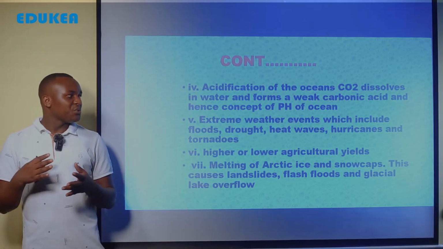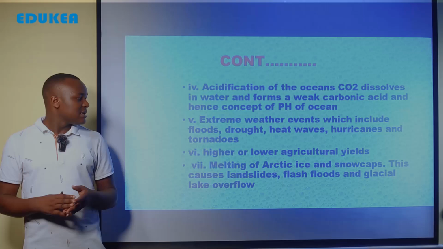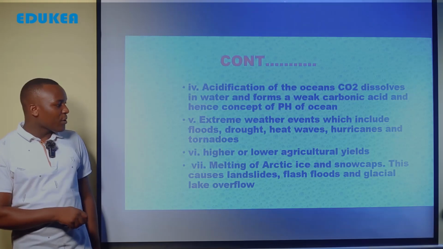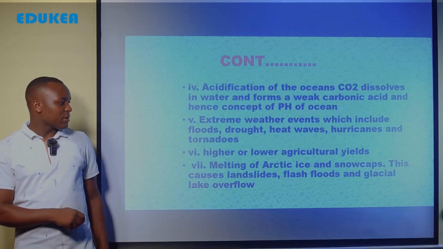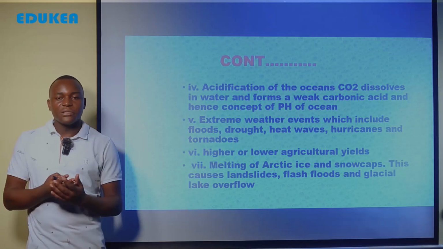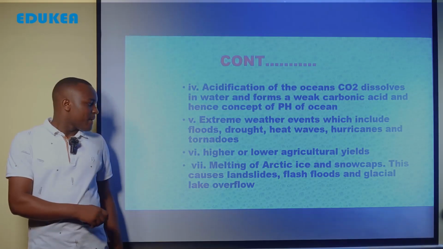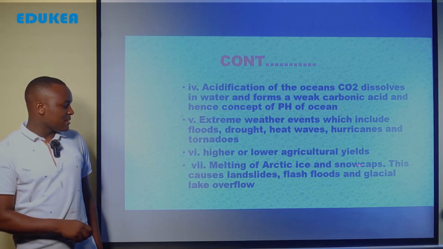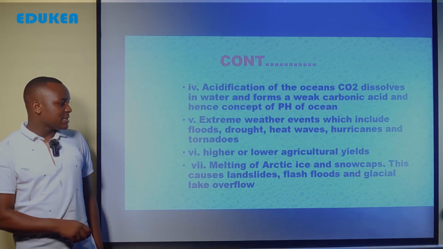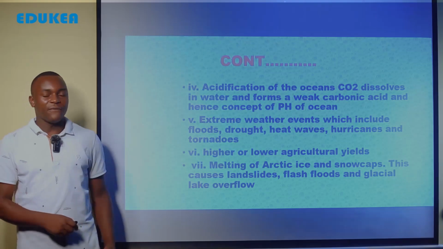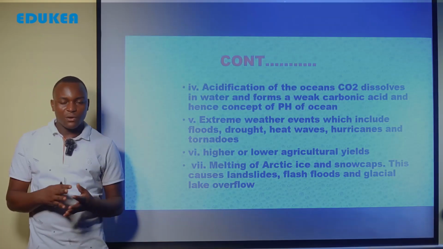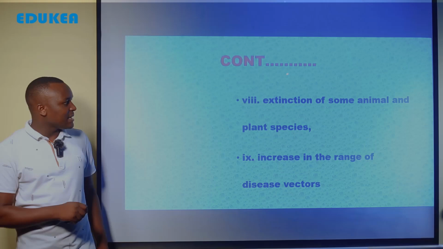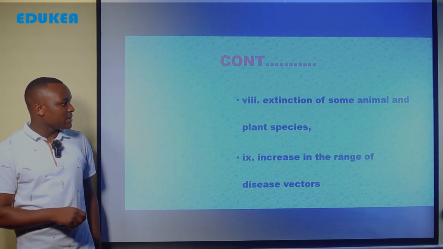Higher or lower agricultural yield, kwamba tunaweza tukapata higher or lower agricultural yield or agricultural product due to global warming. But also we say melting of Arctic ice and snow caps. This causes landslides, flash floods, and glacial lake overflow. Those are the effects which are caused by global warming. Another effect of global warming, we say extinction of some animal and plant species, but also increase in the range of disease vectors. Those are effects of global warming.